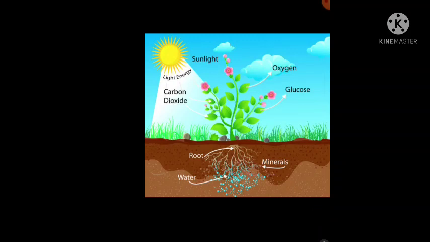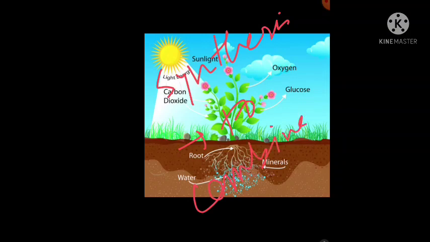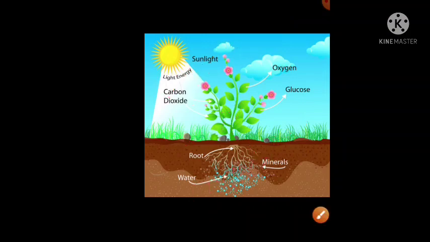Here, photo means light and synthesis means to combine. So during this process, plants absorb the sun's energy through their leaves and convert it into food energy by using raw materials from the atmosphere and soil, as you can see here in this figure.